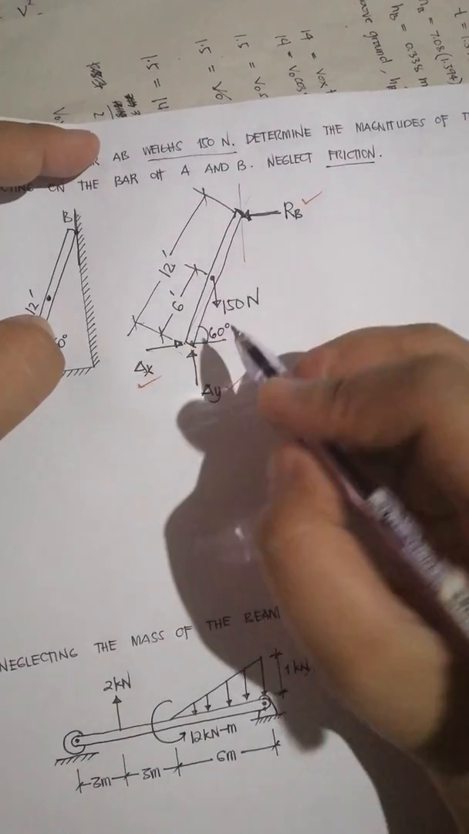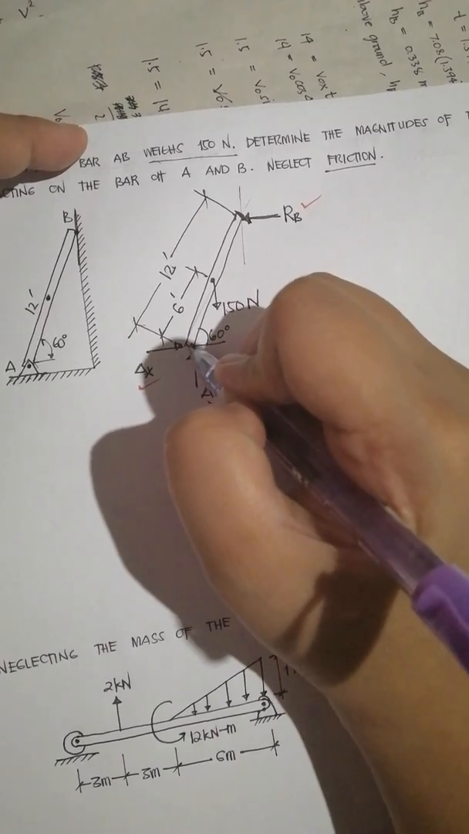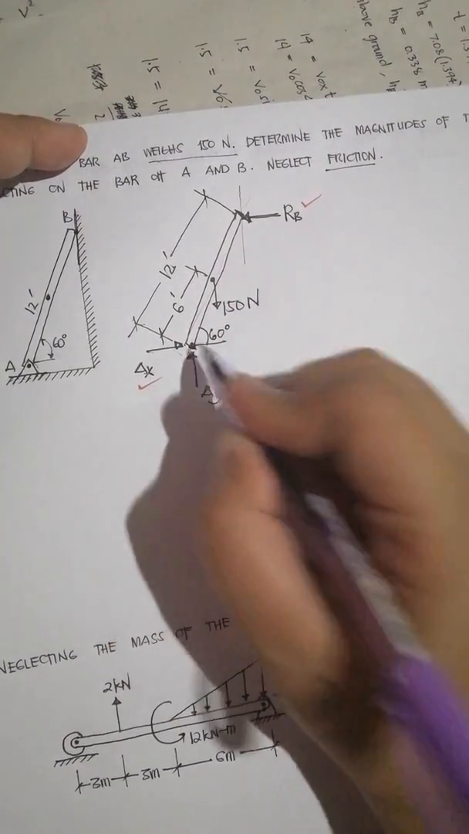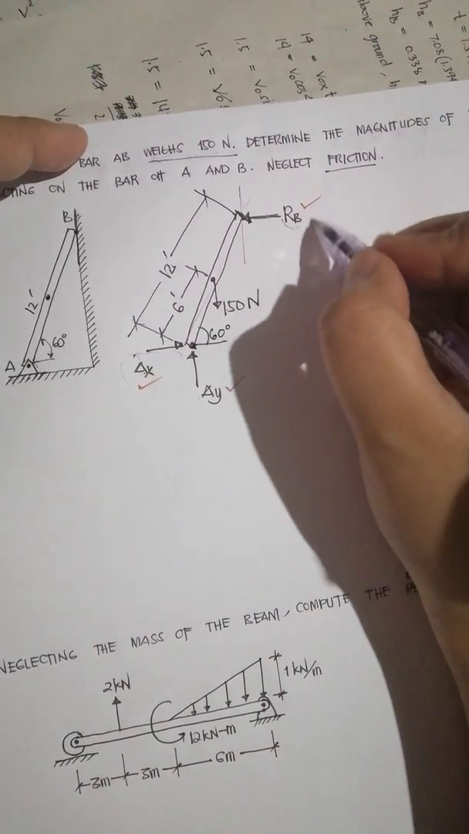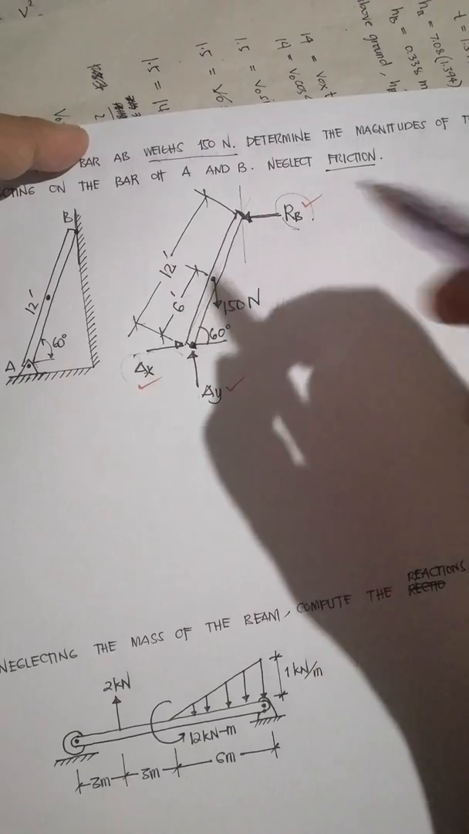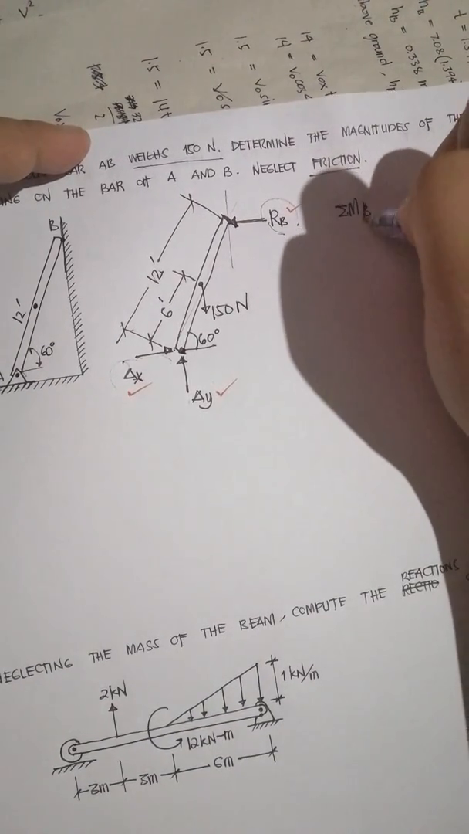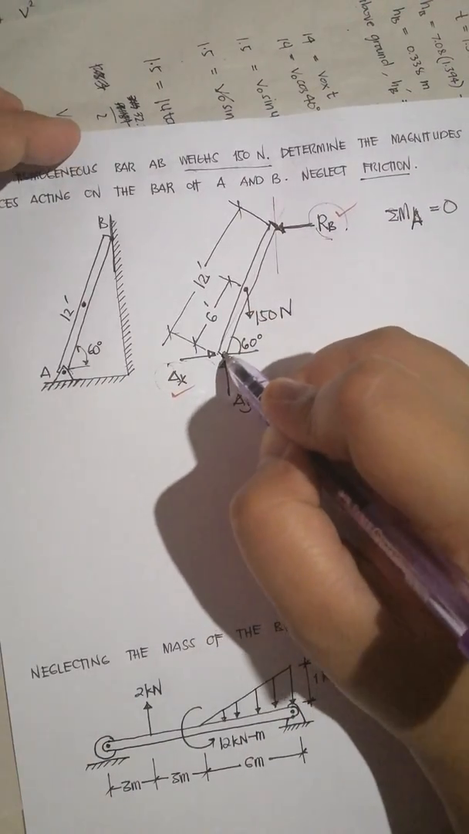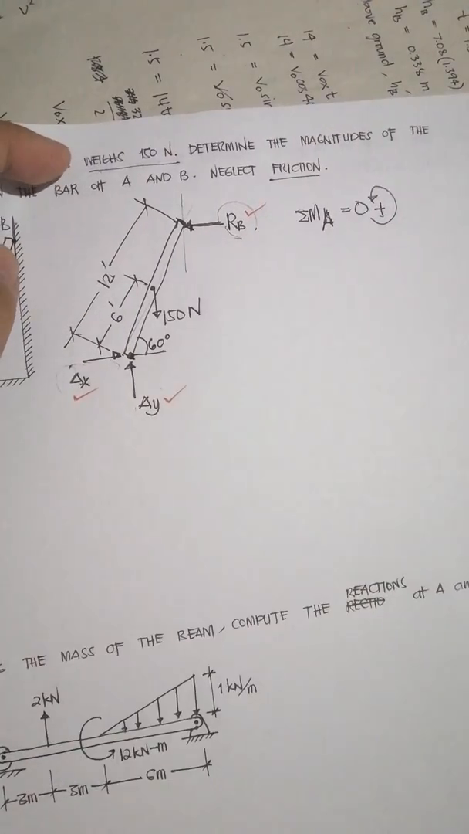I guess it would be a lot easier for us to sum up moment here, because if we sum up moment at A, AY and AX will not be part of the equation. RB is the only unknown that will be part of the equation. So positive again for counterclockwise moments.